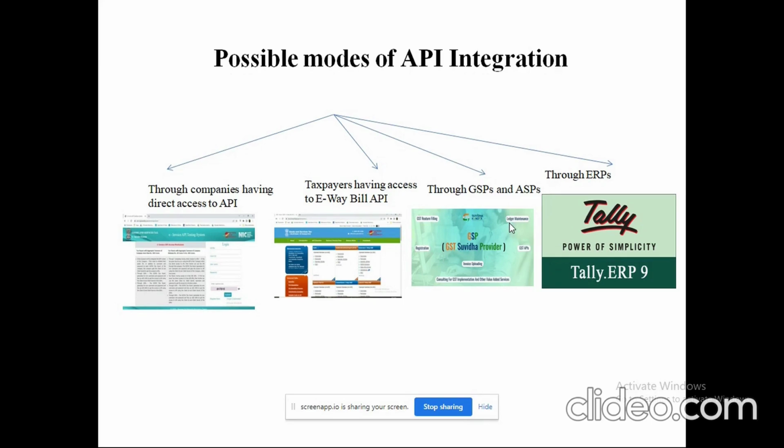Then the last one is through ERP. Through ERPs, the taxable person, the taxpayer, can log in through IRP, the invoice registration portal, using his username, password, client ID and client secret. Then he can generate a QR code by registering the invoice in the invoice registration portal.